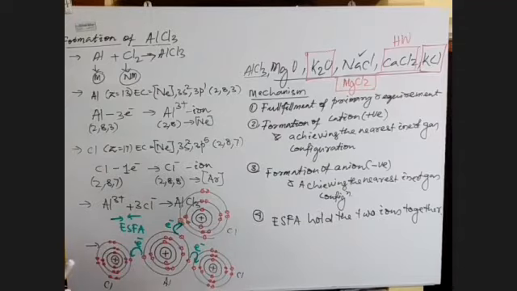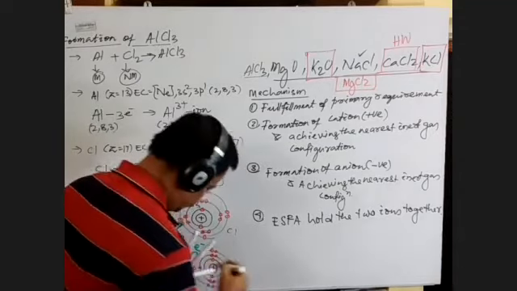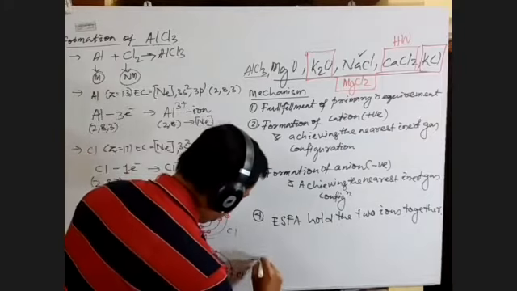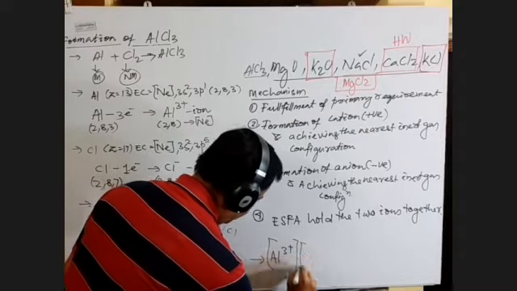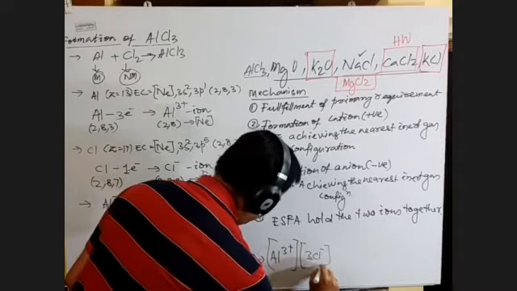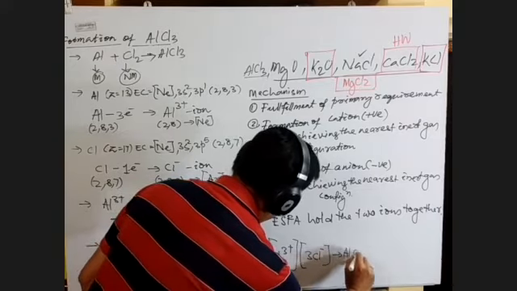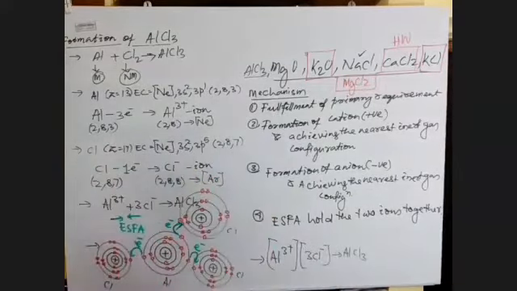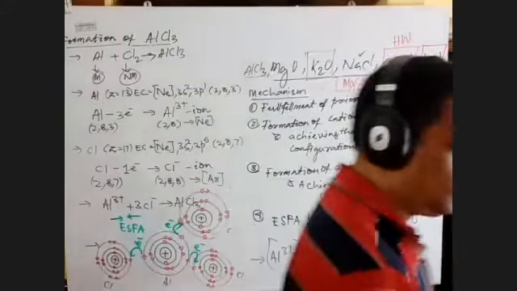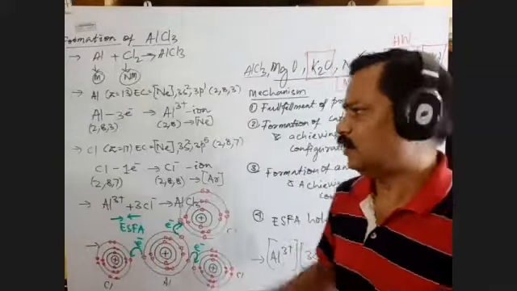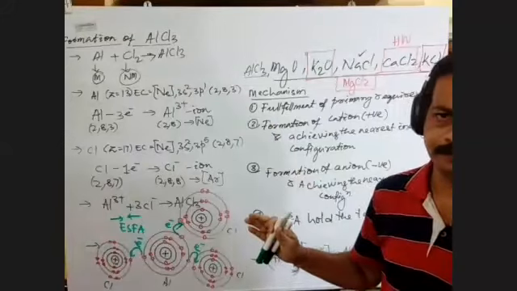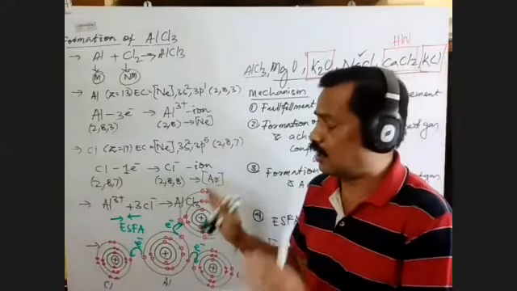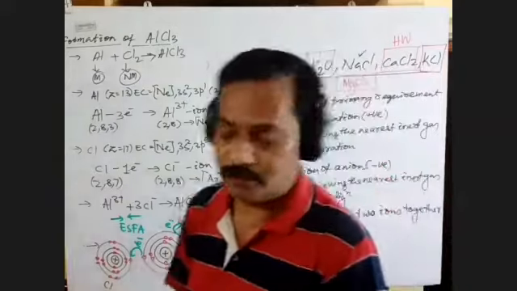So that's it. What will happen? It will form Al3 plus along with 3Cl minus. So it will form AlCl3. Right, so this is the mechanism. Once you understand the mechanism, you can write any number of examples in a similar pattern. Got the point? So this is our formation of ionic bond.